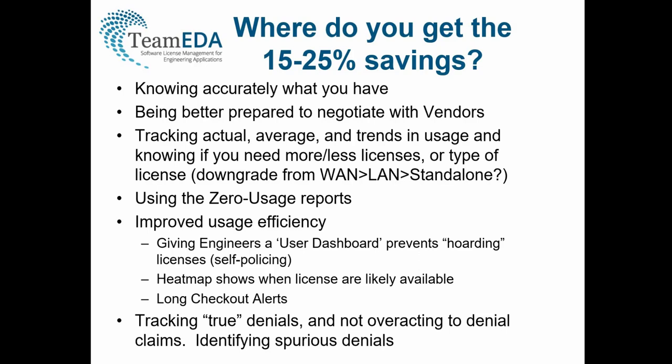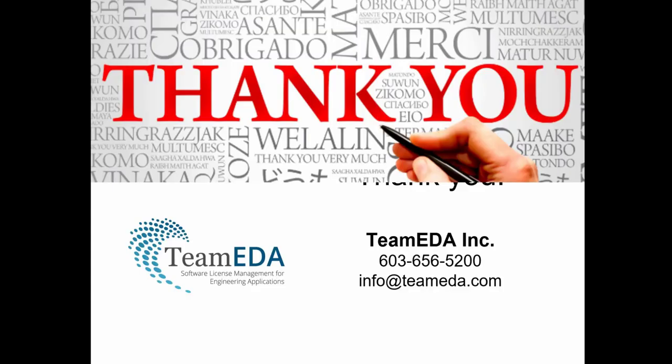Looking at the different heat maps and so on, and the long checkouts, helps you improve usage and move into active license optimization, and really understand denials as well. There are true denials, but just because you're receiving denials doesn't mean you need to rush out and get more licenses. It could be that you could simply redistribute some of your team to get better use out of it. So for all of these reasons, this is how our customers save 20% on their licensing.